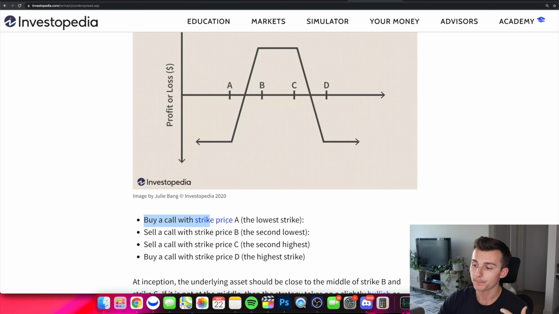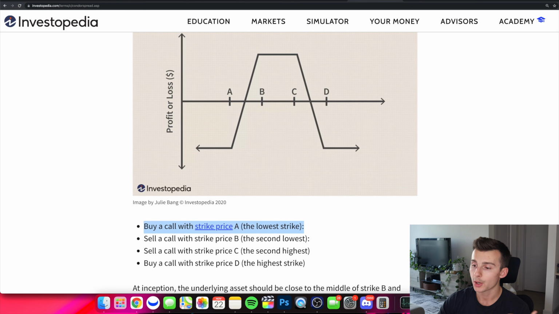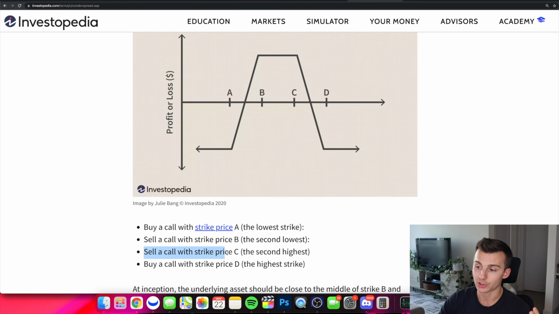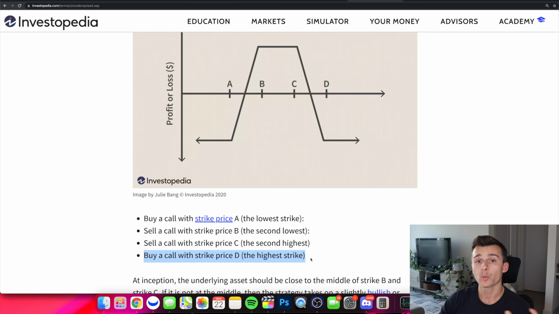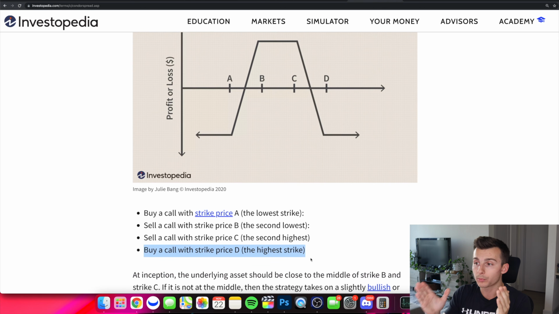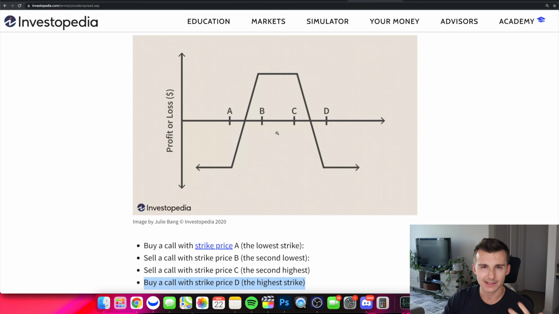We buy a call with strike price A, the lowest. We sell a call, strike price B, second lowest. Sell a call, strike price C, second highest. And then buy a call with strike price D, which is the highest strike price. What you're going to want to do is have the actual price of the stock be roughly in between B and C. Okay, that's going to make this the easiest way to work things out.